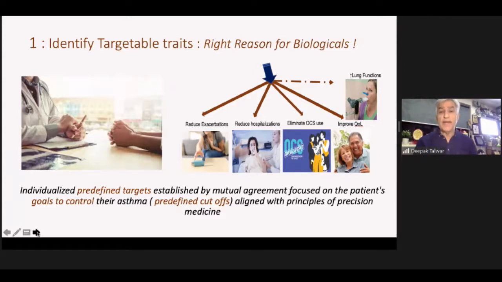So if the patient had exacerbations 4 or 5 times in the last year, you know that the biologicals can reduce it, from 40 to about 80% reduction. So you can expect to tell him that you will have perhaps 1 to 2 exacerbations if these biologicals are successful. Similarly, the second point in the mind of the patients is the oral corticosteroid use.